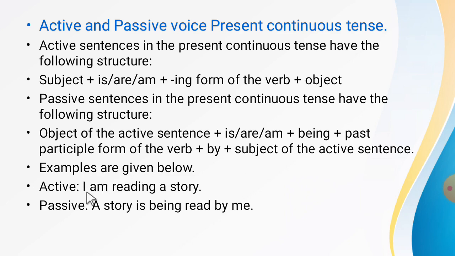Examples are given below. Active: I am reading a story. It is an active sentence. I am reading a story. So a story is the object, and it would be changed into subject. A story. Story is singular, so we put here the helping verb is, and in addition the being. Reading's third form of verb is read, and by me.